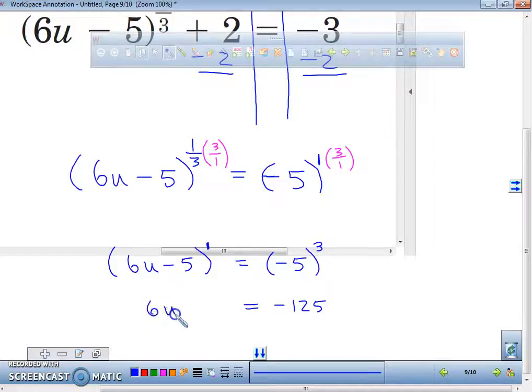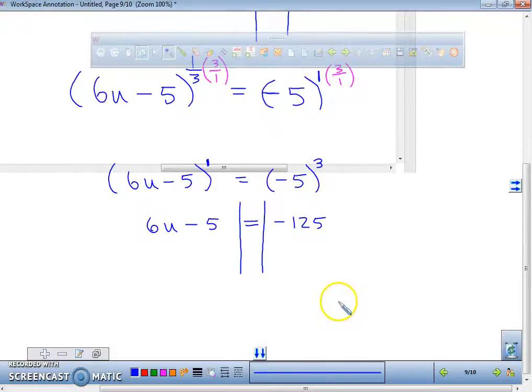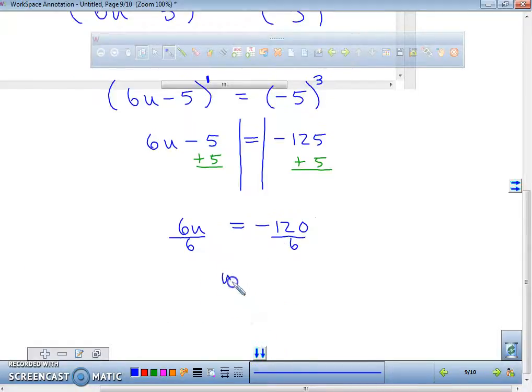We have 6u minus 5. At this point, we've just changed the problem so that it looks like an Algebra 1 problem now. All we have to do to solve for u is add 5 to both sides. We have 6u equals negative 120. Divide each side by 6, or multiply both sides by 1/6. And what is u equal to? Negative 20.